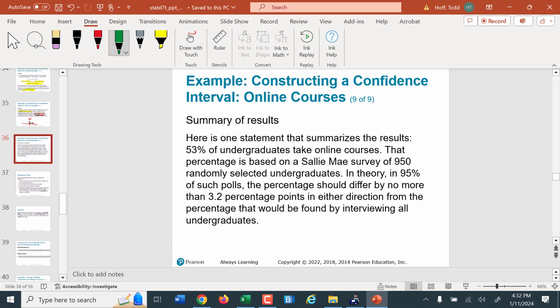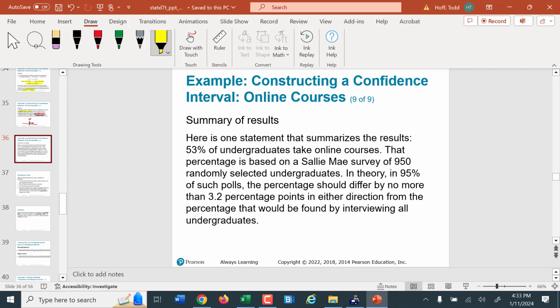So then the summary of the results: we have a point estimate of 53% from this survey of 950 people. We came up with a margin of error of no more than 3.2 percentage points. That was that 0.0319 that we rounded to 0.032 in either direction of that point estimate by interviewing these undergraduates. So this is the proper way. This is the information you should always see if you're going to trust any sort of a survey that's presented on the news or online.